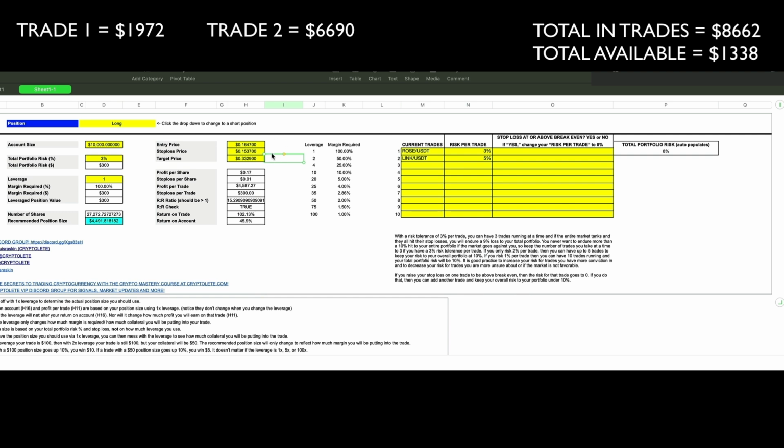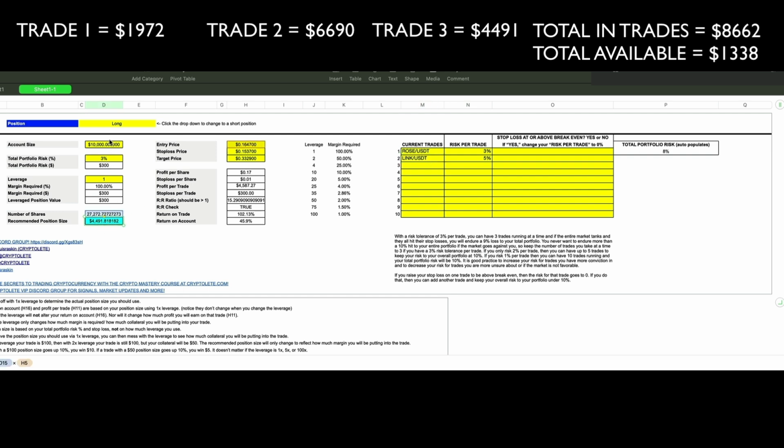Okay, so in the position sizing calculator, you put the entry price, the stop loss price, and the target price, and you get the recommended position size of $4,491. That's great. However, you can't put $4,491 into this trade because you don't have that much, because of what you put into Rose and what you put into Link. You don't have this much left over.